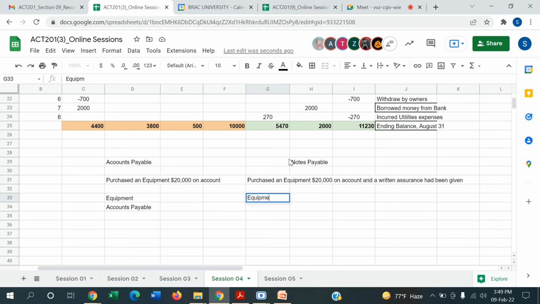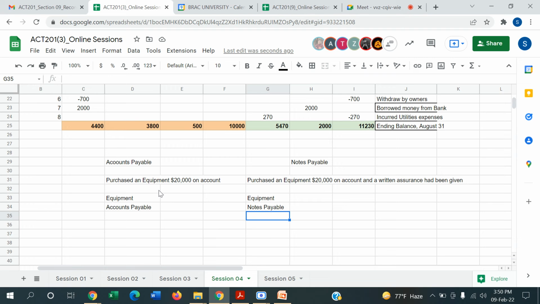Equipment and notes payable. These two accounts will be affected. That means what's the difference between notes payable and accounts payable? When you buy something on account, in general, it will be considered as accounts payable. If you buy something on account and provide any written guarantee or written assurance, then this written guarantee will be known as notes payable. Have you got the basic difference between these two?